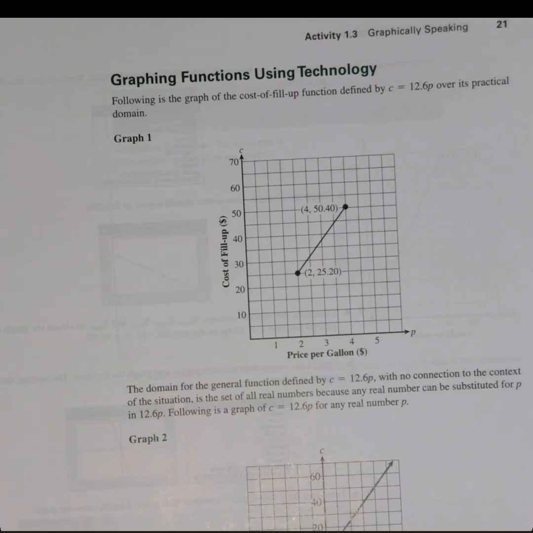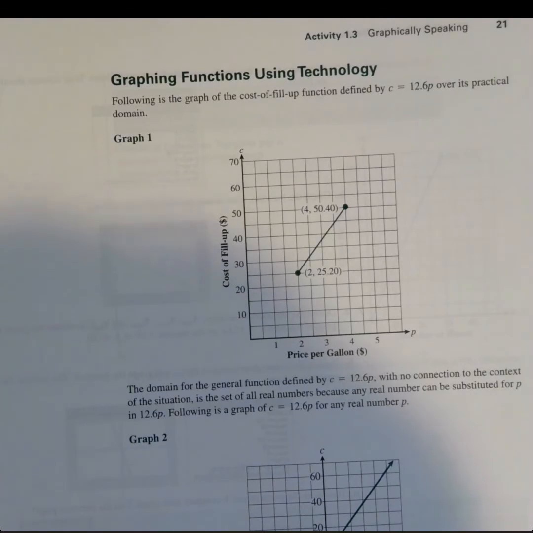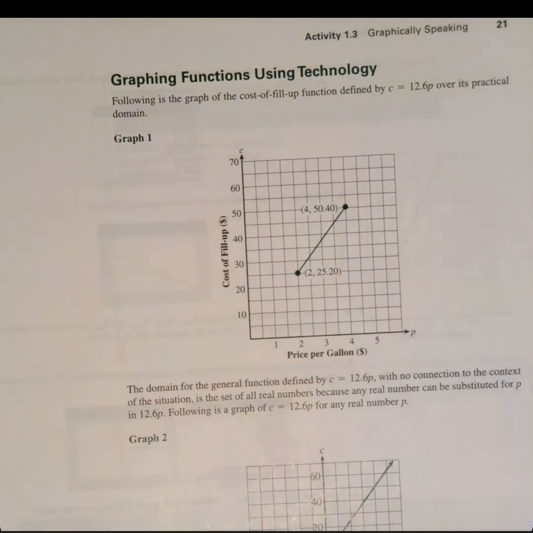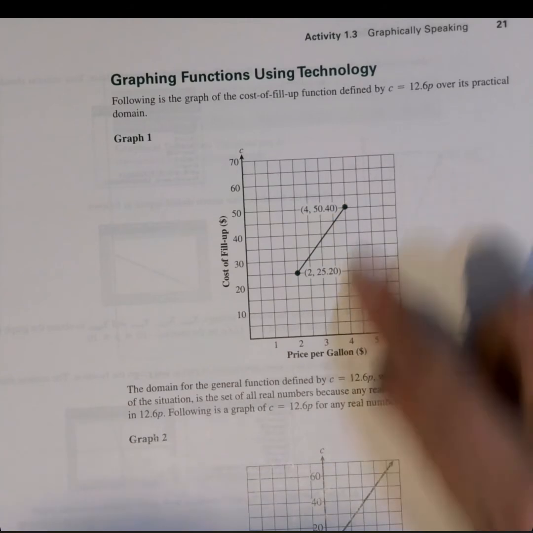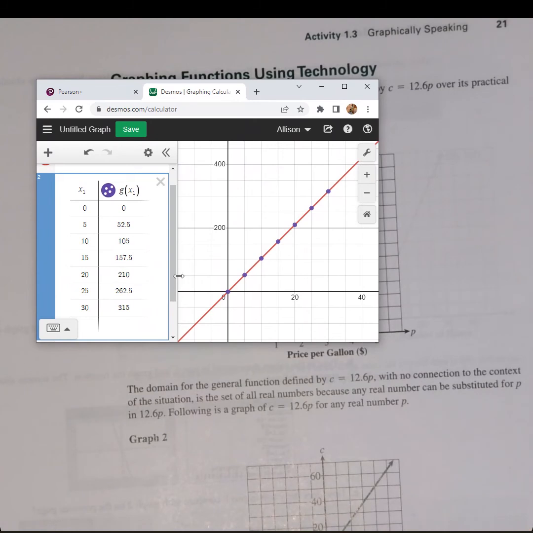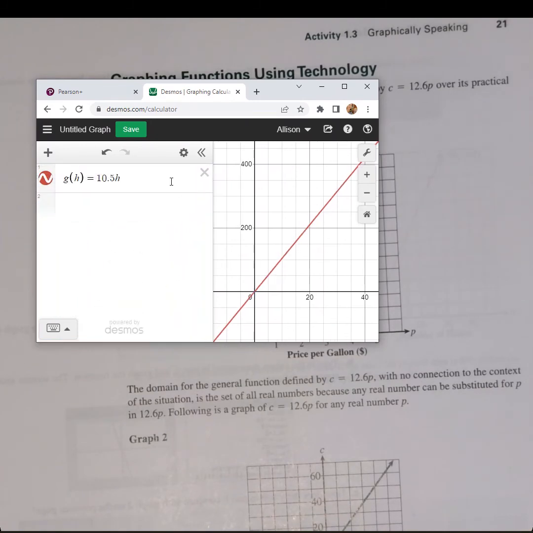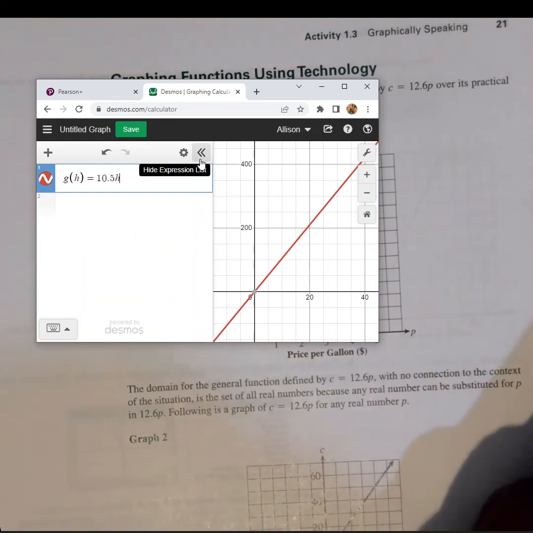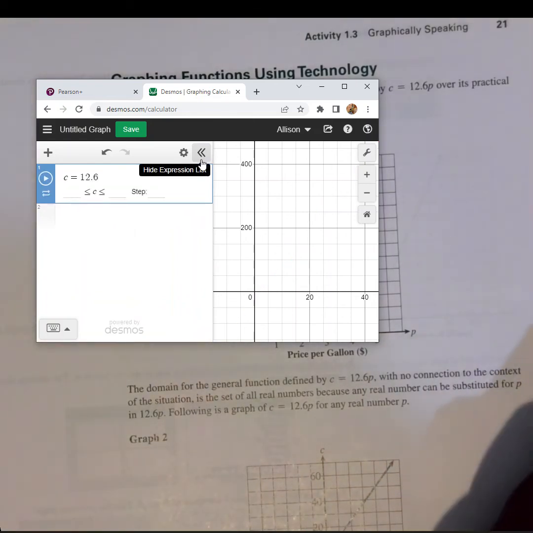The graph of the cost of the fill-up function defined over its practical domain. All right. And there are two graphs here. One of the graphs is over its practical domain and one of them is over its full domain. So let me get the function showing up over here first and take off my table. This function was c equals 12.6p.